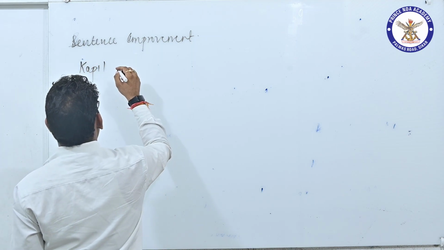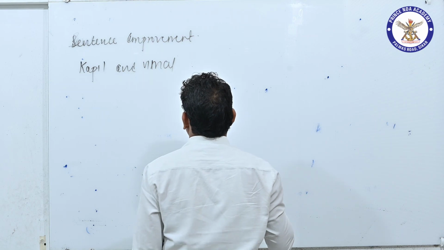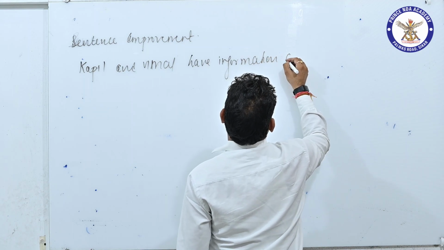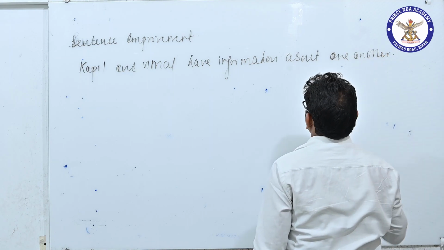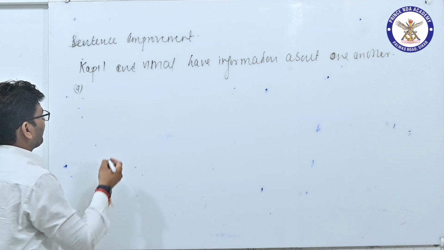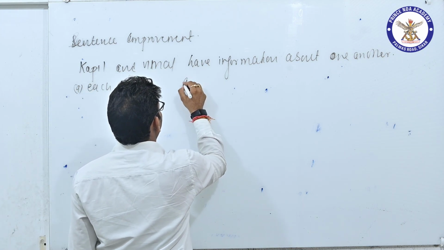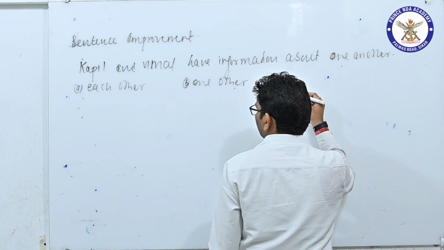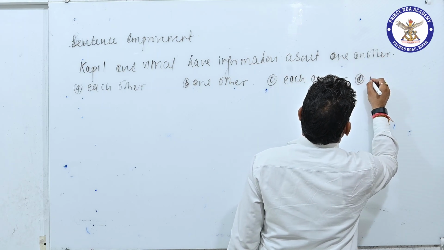Look, Kapil and Vimal have information about one another. This will be the sentence, and there will be four options in the form of MCQ or objective. Option A, each other, option B, one other, option C, each another, D, no need.